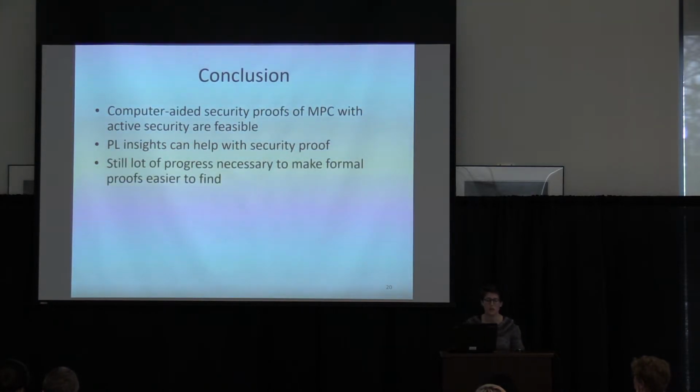For the future, there's still a lot of progress necessary to make formal proofs easier to find. For example, I think we need a better understanding of the abstractions we do in security proofs. Think of it as when you do a pen and paper proof. We often think that some parts are trivial or simple and we just skip over them. But unless you make it very precise what that means, you cannot just do that in a proof assistant. Formal proofs force you to be very precise about that. So we need to get a better understanding about that.